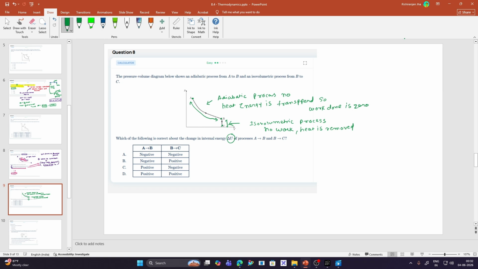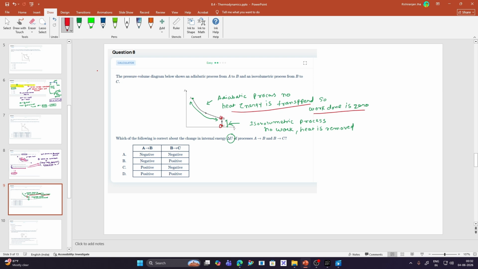So we know that in an adiabatic process, no heat energy is transferred. So we can assume that the work done is 0 in case of adiabatic process. Similarly, if we look at point B to point C in the graph, we see that it is an isovolumetric process. It means volume is constant. And in the isovolumetric process, no work is done and heat is removed in this process.